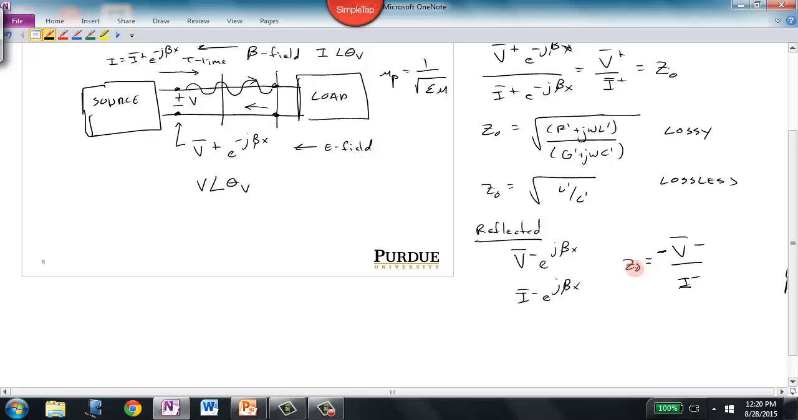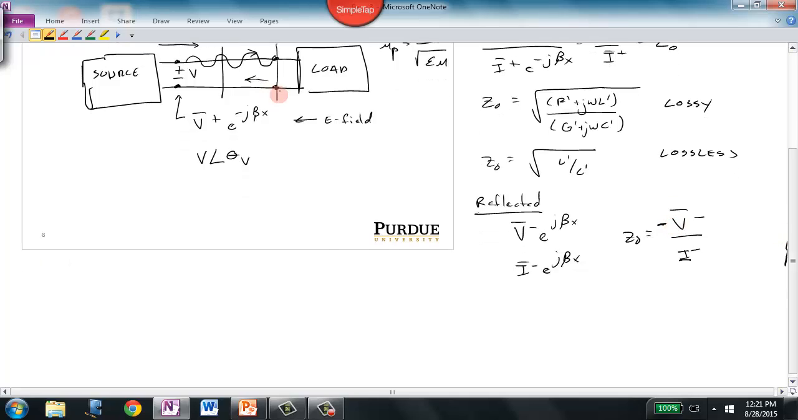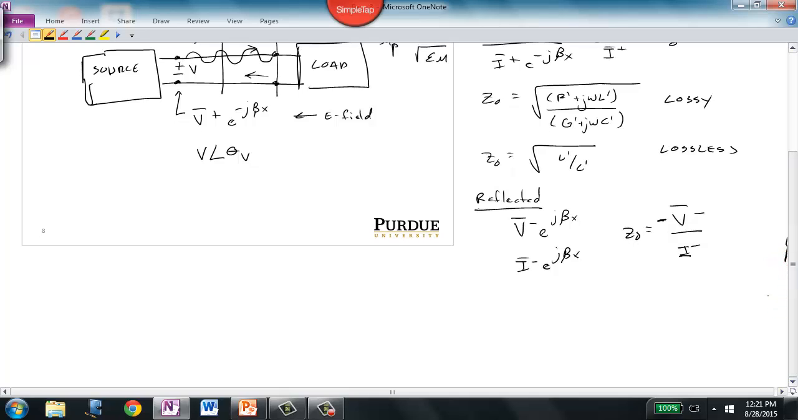But for right now, just know that the characteristic impedance is either the ratio of the forward voltage wave traveling from left to right to the forward current wave traveling from left to right, or it's the opposite of the reverse voltage wave when the reflection occurs, traveling from right to left, to the reverse current wave traveling from right to left. So don't forget that minus sign when you're talking about those two reflected waves.